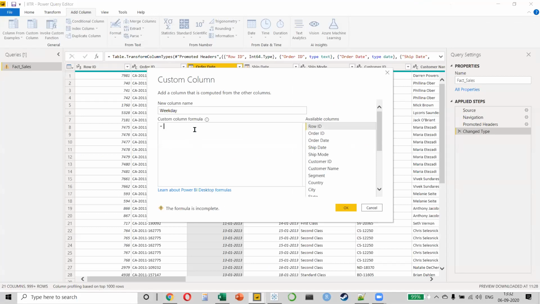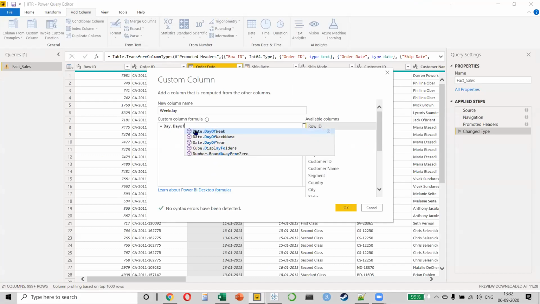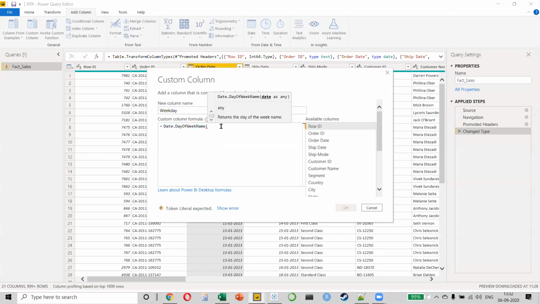So how does it work? I will say Date.DayOfWeekName. This is the function name. This is the function. So obviously in a function, I will need to write an argument. So what is my argument? It is my order date.